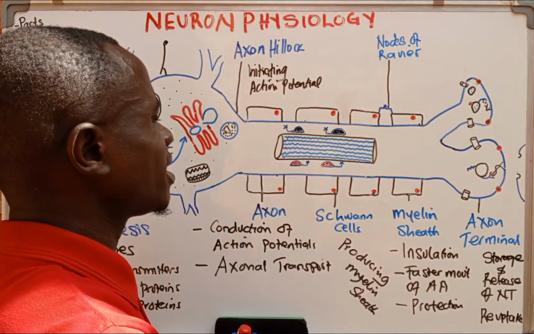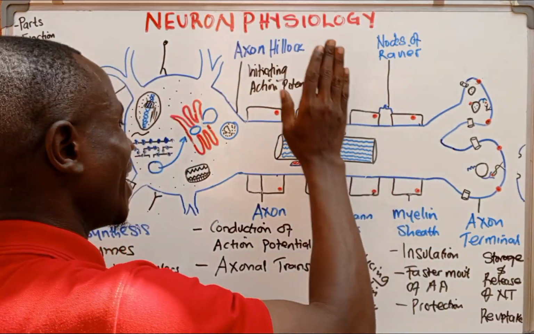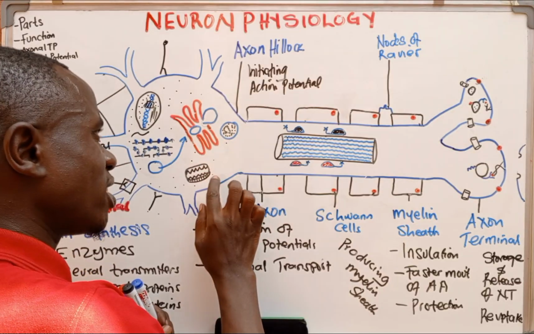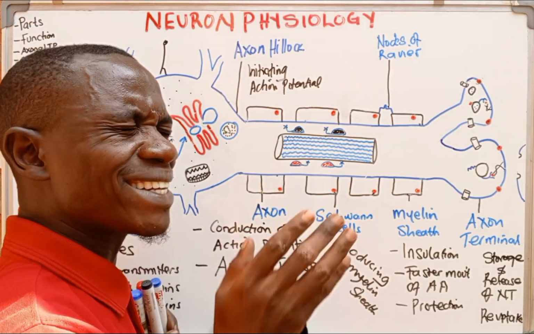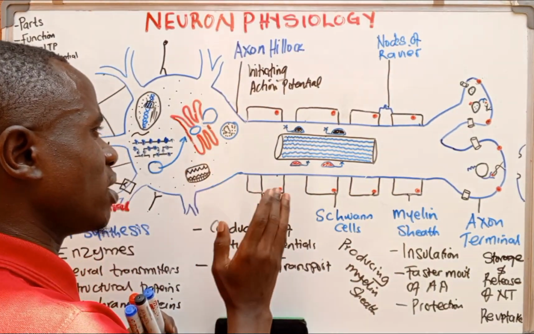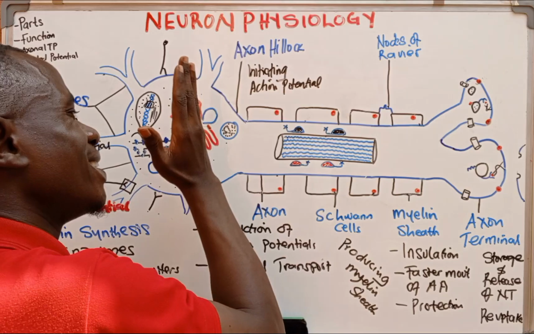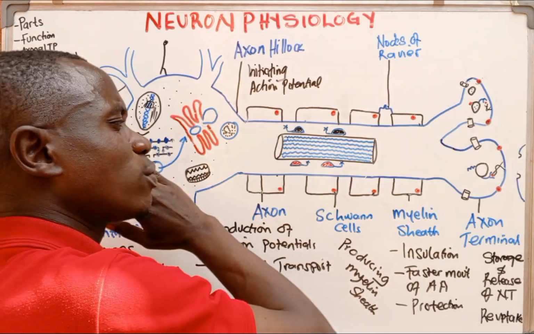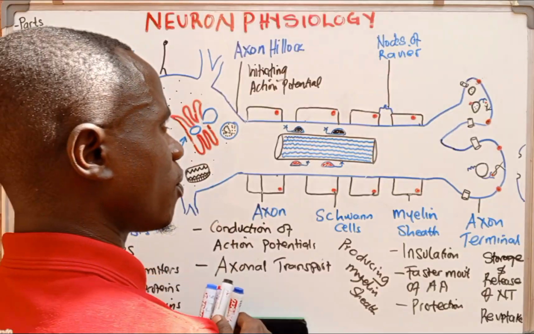It is for the electrical impulse to flow down the axon. The generating point of the action potential is going to be the axon hillock. It has a high concentration of voltage-gated sodium channels. For that reason, this is going to be a deciding point of whether a neuron is going to fire or not. So the axon hillock is also very important.